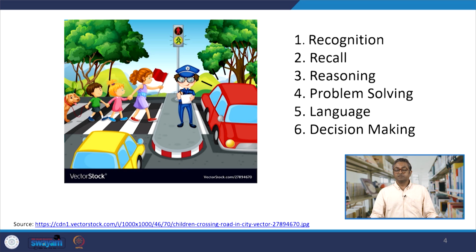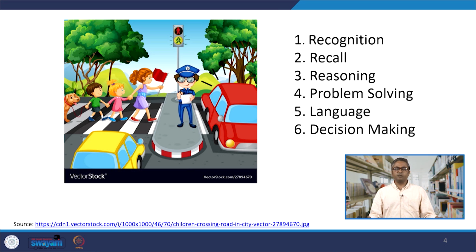Problem solving, how to solve this problem of crossing the road. During crossing the road, I have to take the zebra crossing or I can cross at any place. Language, what does stop mean? Language doesn't only involve verbal communication but non-verbal communication also. And then the decision making. So stopping at a signal when it is red and starting a car when the signal turns orange, and orange turning into green.